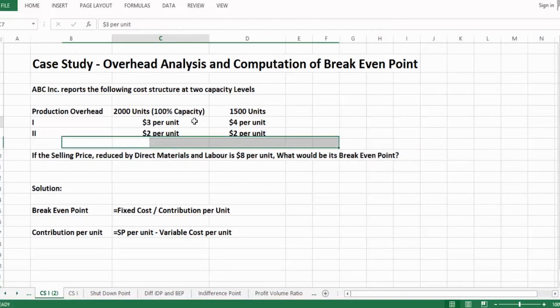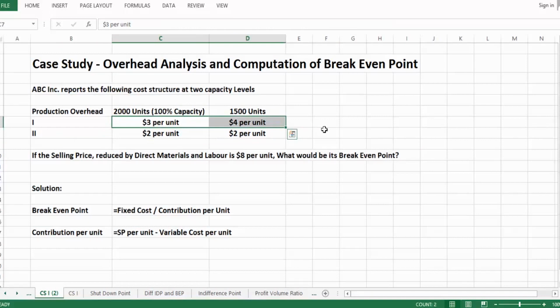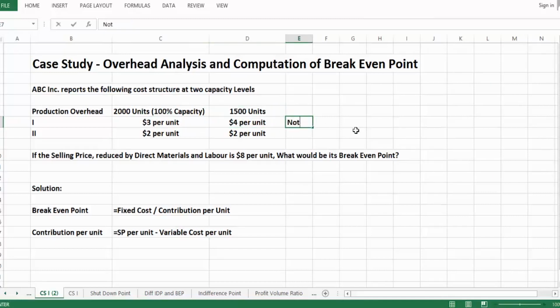Here you have some cost. If you look at here, when your production is 2000 units, your production overheads is $3 per unit. But when your production level comes down, the cost is going up and it is becoming $4 per unit. So what we have to understand is variable cost. Yes, of course, in totality the cost would be variable in nature, but variable cost per unit would be constant always. So this cost is not constant. When your production is 2000 units, you have $3 per unit, and when your production is 1500 units, it has gone up, it is $4 per unit. So this is not a variable cost.